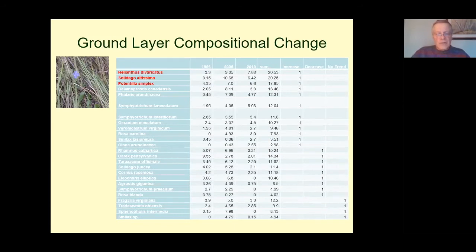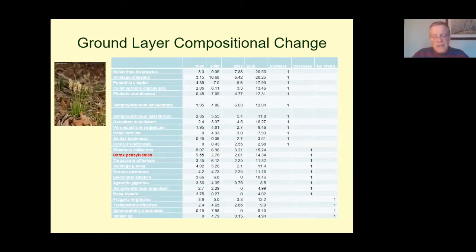Among the increasers, Helianthus divaricatus, woodland sunflower, Solidago altissima, tall goldenrod, and Potentilla simplex, common cinquefoil, were the 3 most abundant species in the ground layer over the 3 study years, and they're increasing. Among the decreasers, Carex pennsylvanica, common oak sedge, which was the most abundant ground layer species in the 1996 survey, continued to decline from a mean plot cover of about 9.5% in 1996 to only 2% in 2019, a decrease of 78%.